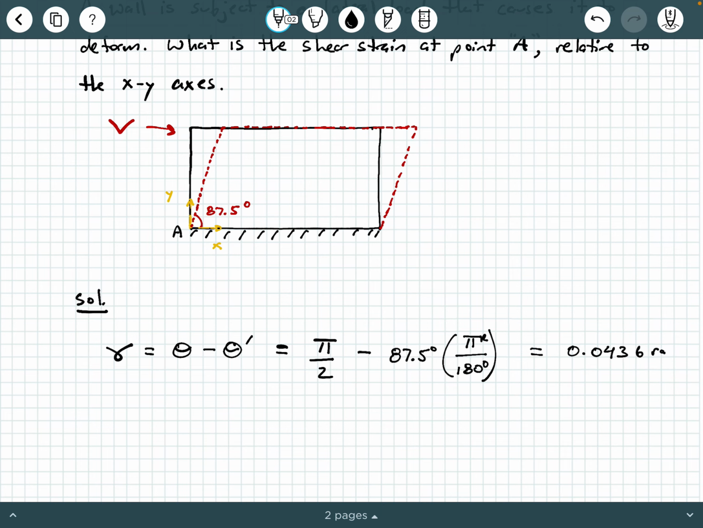0.0436 radians, okay? Now, that became a positive number because we started with a larger value here, pi over 2, which is 90 degrees, and we subtracted from that the smaller angle, the 87.5 degrees converted to radians, and we got a positive value, a positive strain. So not only would this be a positive strain, but we would see kind of a compressive sense in the vicinity of point A here.